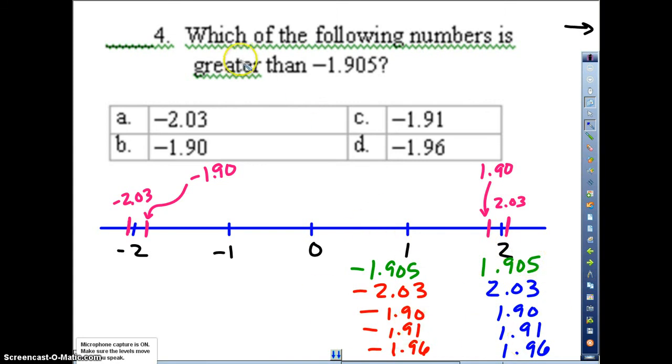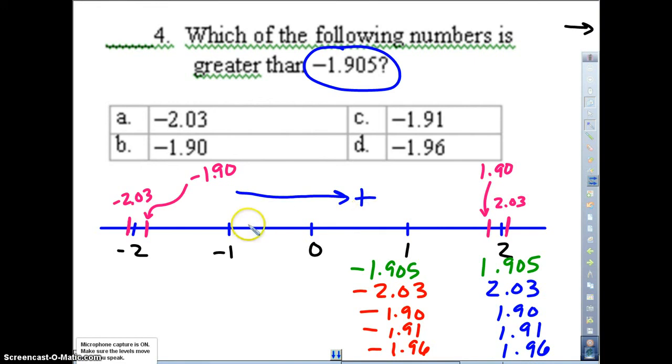And then the number that's greater than negative 9.05 is the one that's closest to 0, because these numbers keep getting bigger the closer to 0 they get if they're negative. Okay, so that's your job to do this. Draw your number line.